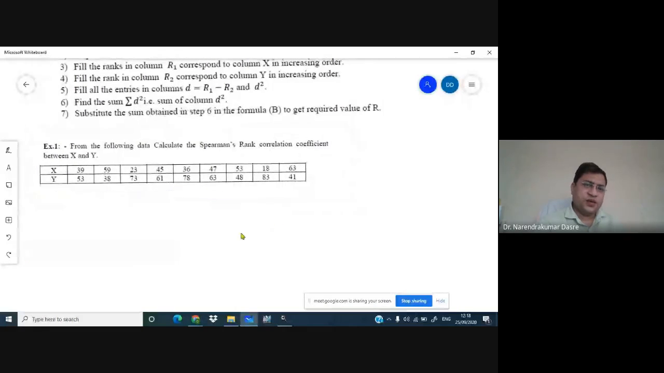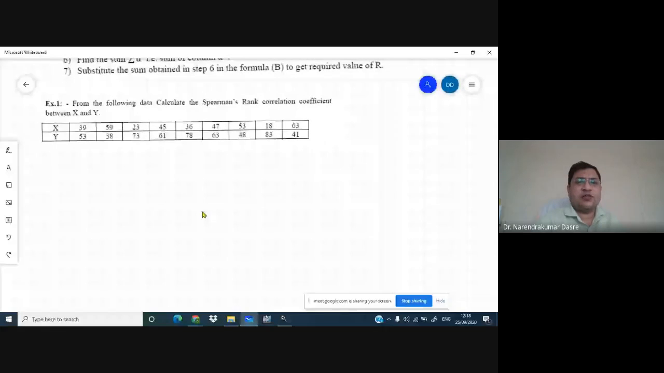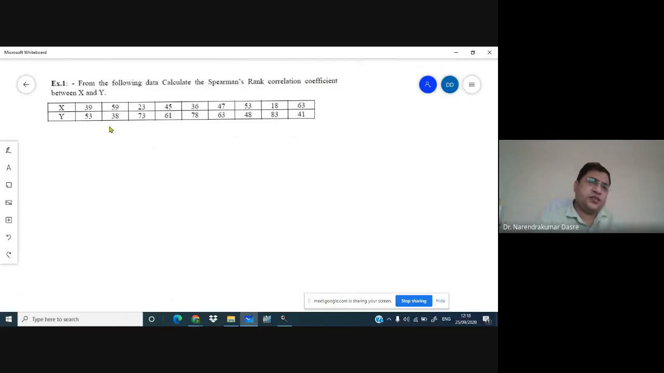We have a question: from the following data, calculate the Spearman's rank correlation coefficient. We have to understand the question, because you will find this correlation coefficient between x and y in common. The only thing is whether it is Spearman's or Karl Pearson's. So what is the key? The key is rank. If it is said rank, then use capital R. If there is no word rank, then find small r. So this is the key for the solution. Okay, so we go with the solution.